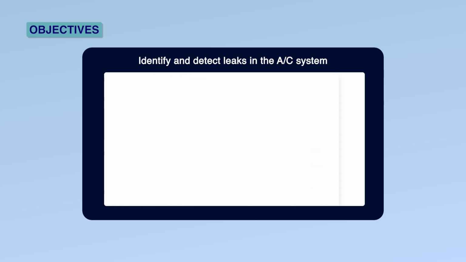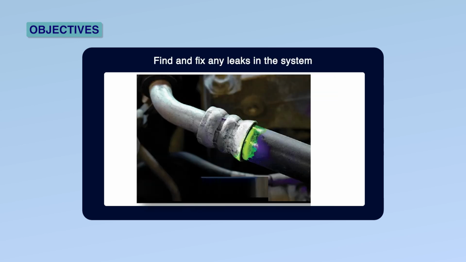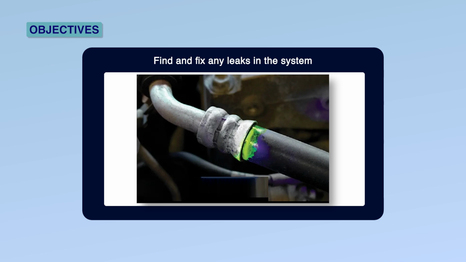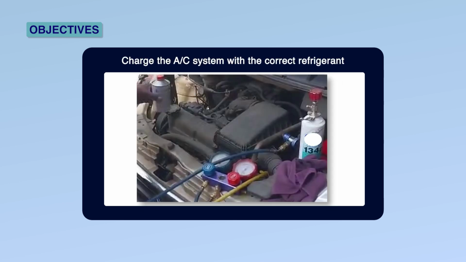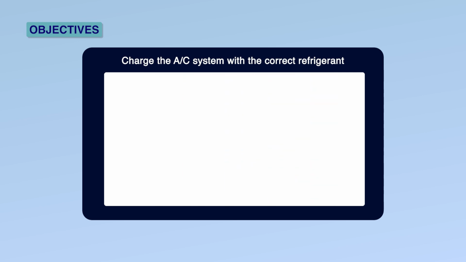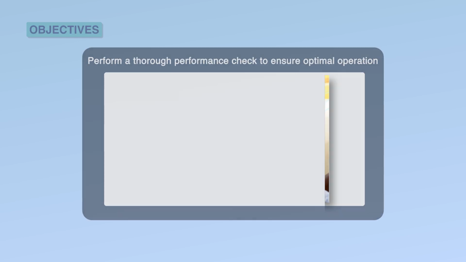Objectives. Once you finish this exercise, you should be able to identify and detect leaks in the AC system, safely recover refrigerant from the system, find and fix any leaks in the system, charge the AC system with the right refrigerant, perform a complete checking to ensure optimal operation.